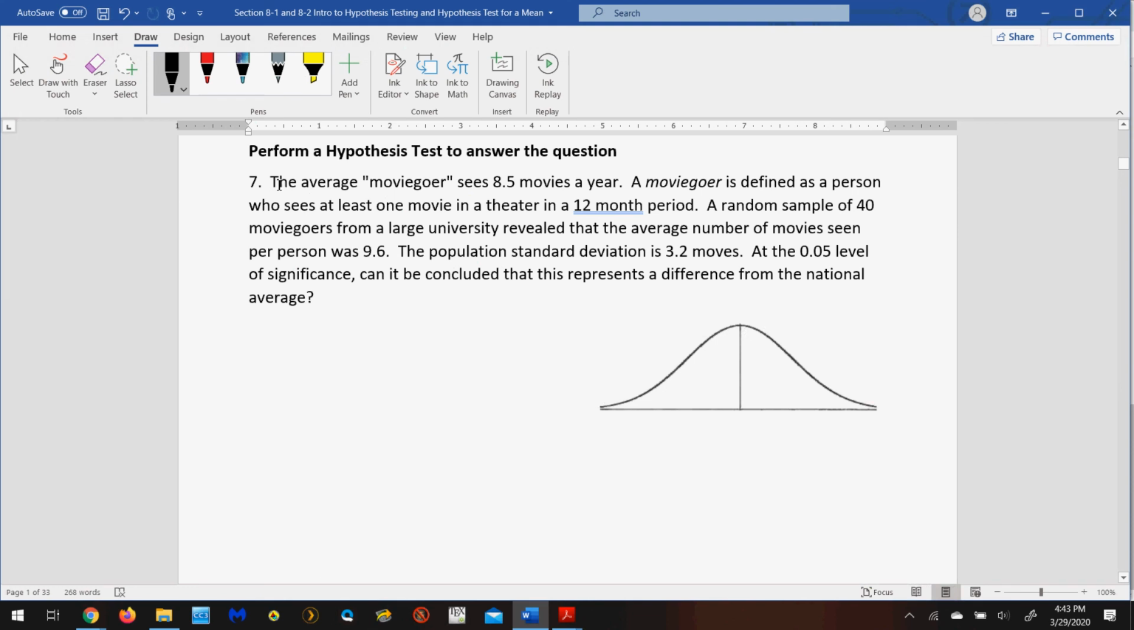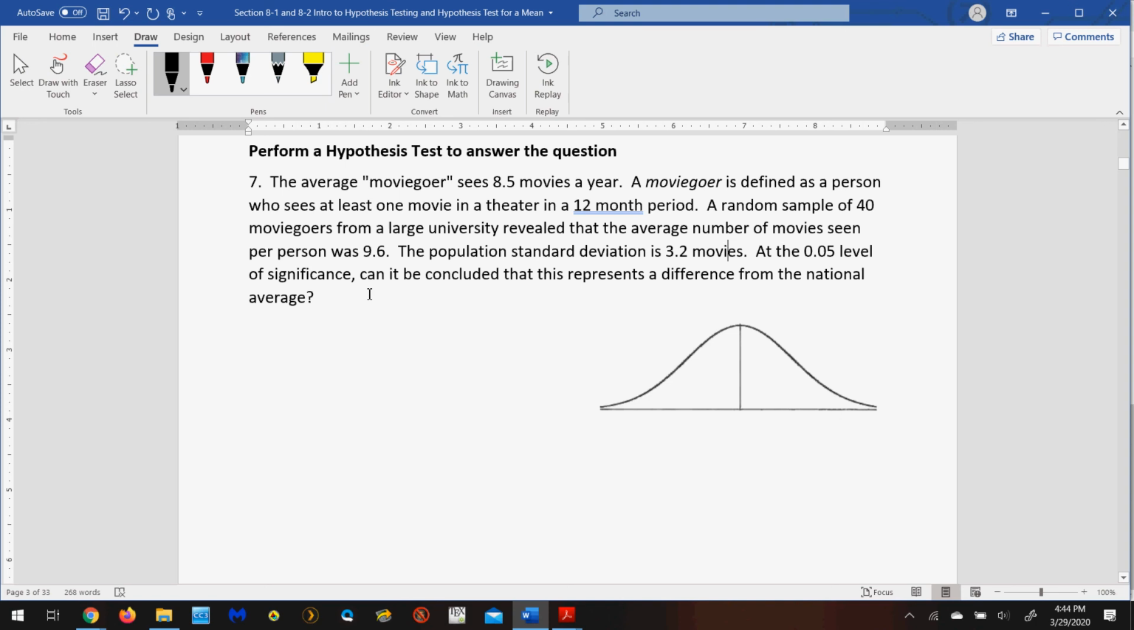So let's start reading. The average moviegoer sees 8.5 movies a year. A moviegoer is defined as a person who sees at least one movie in a theater in a 12-month period. A random sample of 40 moviegoers from a large university revealed that the average number of movies seen per person was 9.6. The population standard deviation was 3.2 movies. At the 0.05 level of significance, can it be concluded that this represents a difference from the national average?